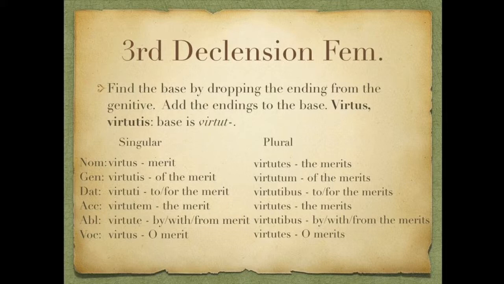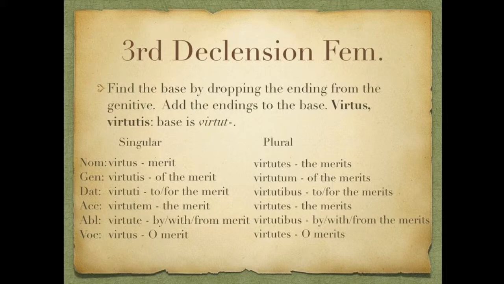Virtus, virtutis, merit. So again, we go to the genitive, drop the case ending, and we're left with virtut as our base. Nominative singular, virtus, merit. Genitive singular, virtutis, of the merit. Dative singular, virtuti, to or for the merit. Accusative singular, virtutem, the merit. Ablative singular, virtute, by, with, or from the merit. And vocative, virtus, O merit.